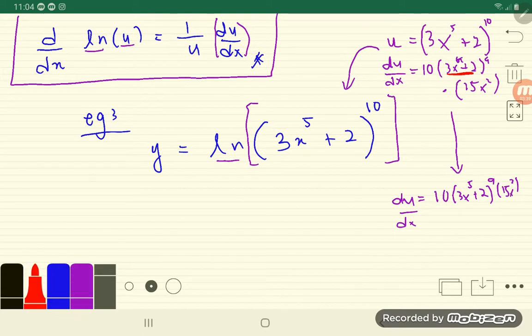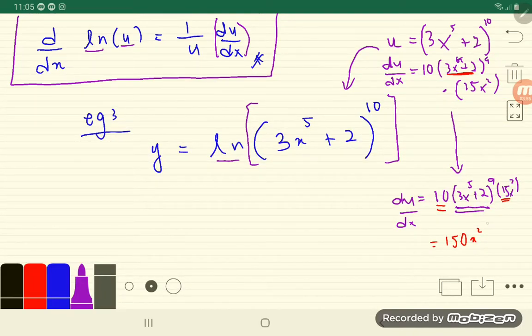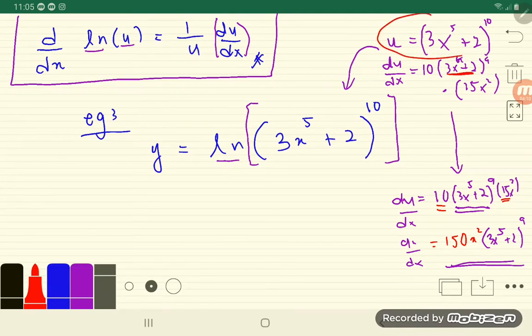If you try to simplify it, you are going to multiply the value of 10 and the value of 15x to the power of 4 here. So the value will be 150x to the power of 4, and you are going to rewrite this term again: (3x to the power of 5 plus 2) to the power of 9. So this is the value of your du over dx. We are going to use this number and plug it into this formula.